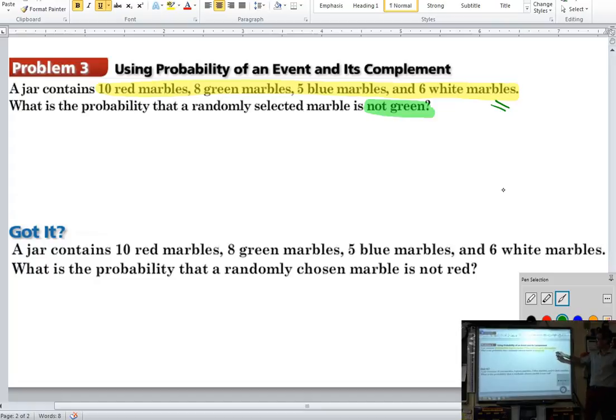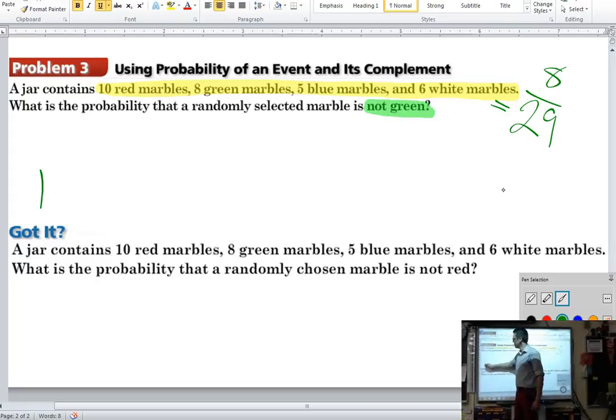29. Sure, I'm not going to add and check it, or can somebody verify? 29. So probability of getting green is 8 over 29. And then you subtract 8 from 29. So, 21 over 29 is the probability of not green.